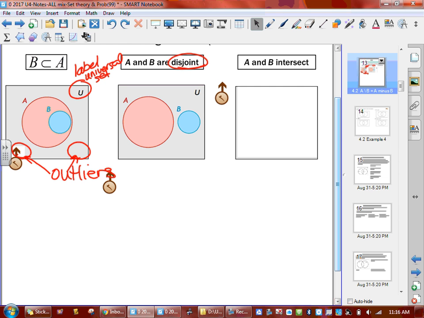Okay, so disjoint means they are completely separate. Another word for completely separate like that is also called mutually exclusive. And we talk more about that in part B of this unit, with probability. But disjoint basically means mutually exclusive. They have nothing in common. Okay? They're completely separate, no overlap.